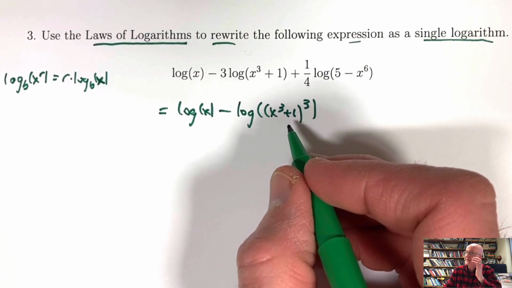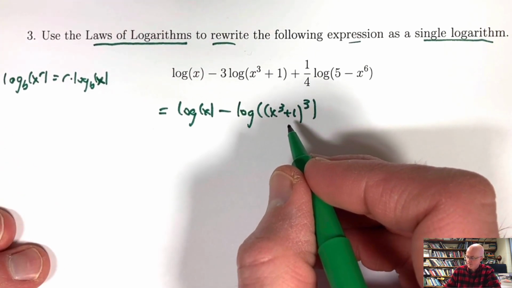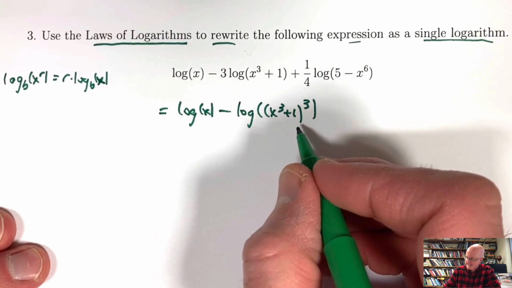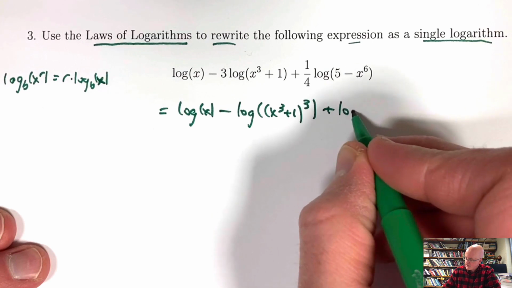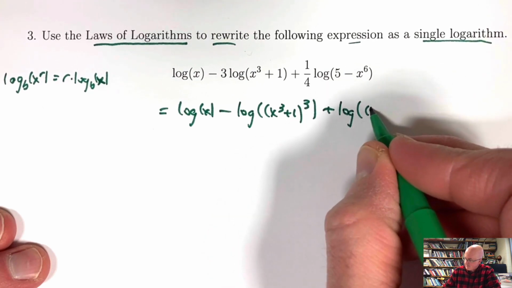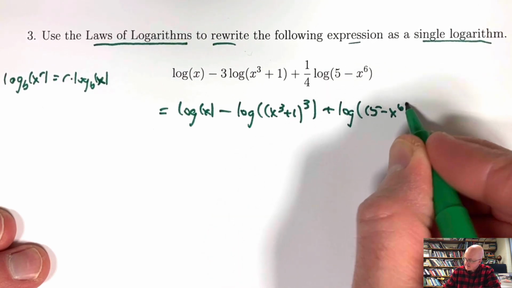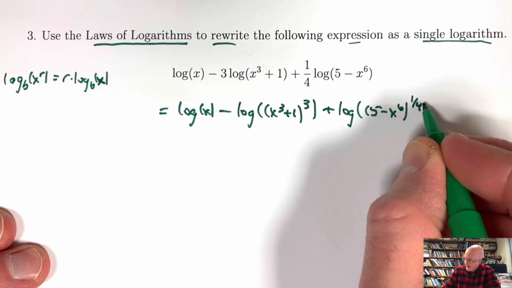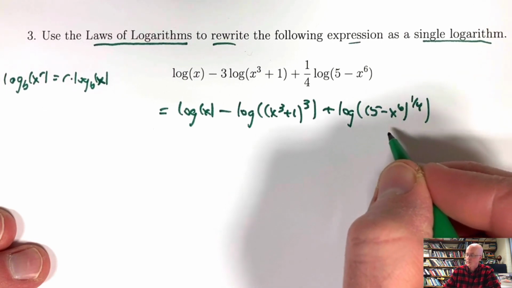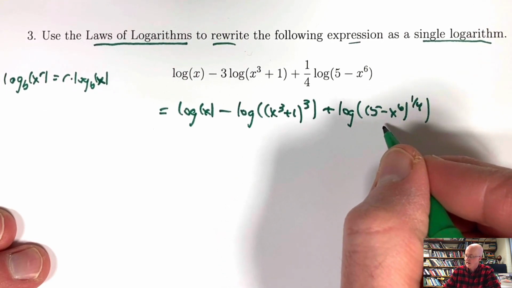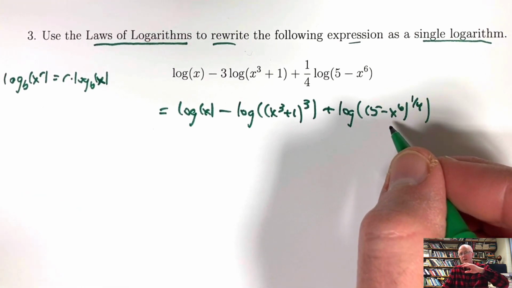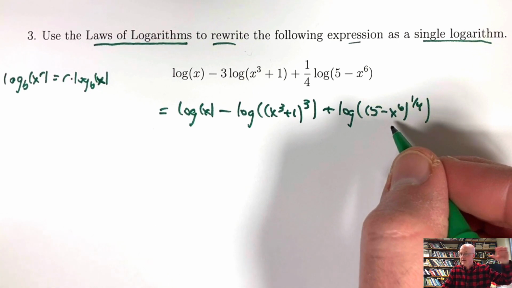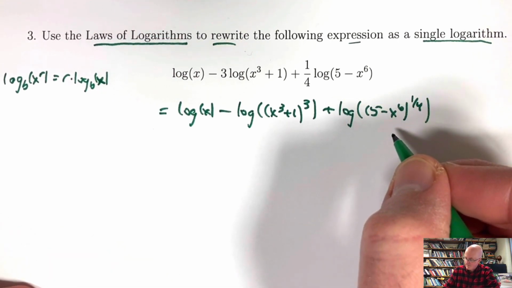You could, but you don't have to typically in this kind of problem. I'd say just leave it as it is. Then with this next one, bring the 1/4 up into the power. So we have log of 5 minus x to the 6th to the 1/4 power. That could be written as the 4th root of the entire expression, 5 minus x to the 6th. But unless you use the form of the binomial theorem that goes out to infinity with an infinite series, you can't really simplify it anymore.